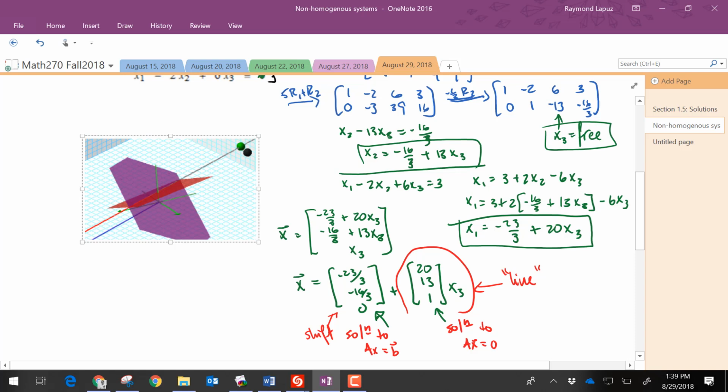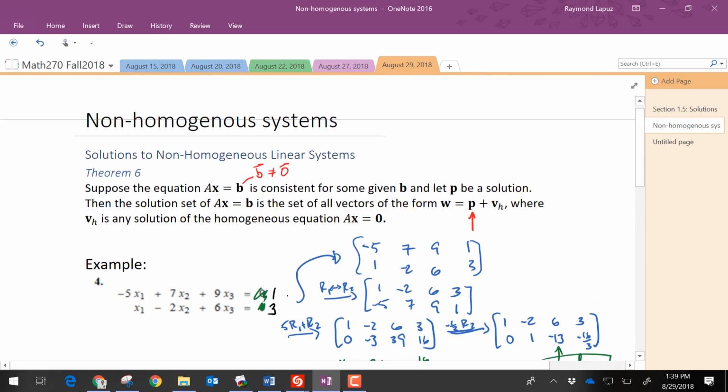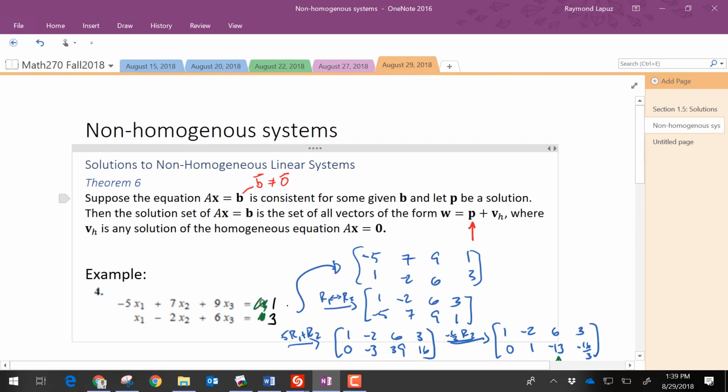All right. So that's the non-homogeneous portion. And like it says in the theorem here, that point P is actually in the intersection, or in this case in the intersection, but that point P is actually a solution to the non-homogeneous part. And then if we can find the solution to the homogeneous part, then we know just to add those two things.